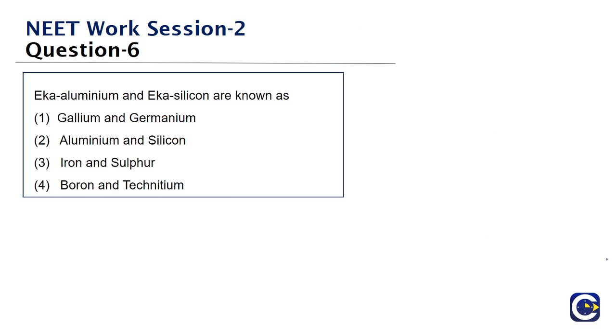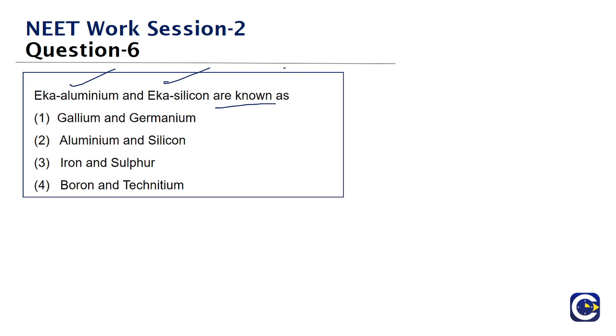Okay, so next, we'll look at question number 6. Eka-aluminium, Eka-silicon are known as... So these are the names that have been given by Mendeleev. While he was arranging the elements in increasing order of atomic weight, he saw that there were some gaps. These gaps were for the missing elements, the elements to be discovered. That is the hypothesis he made, and he gave names for these elements, and also kept a tentative atomic mass for these elements.